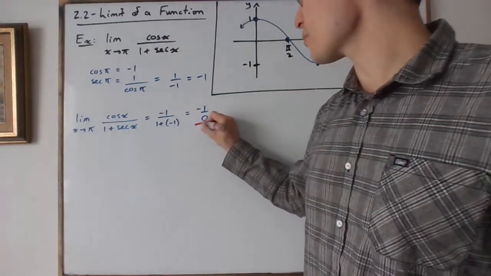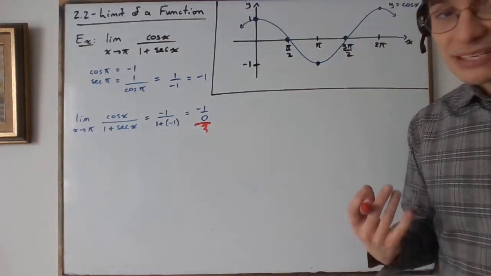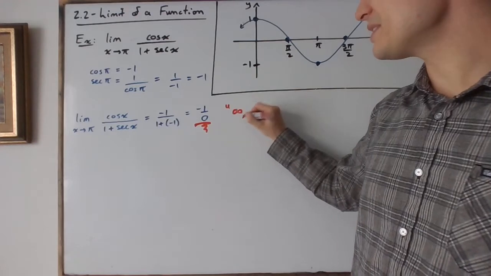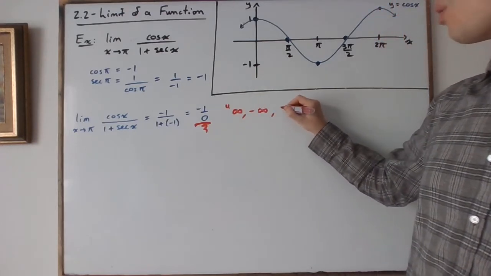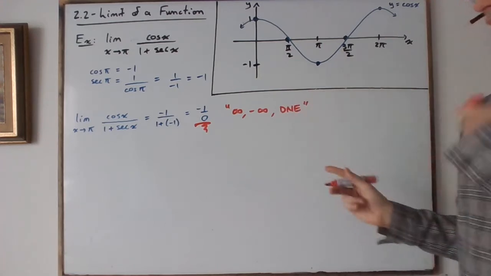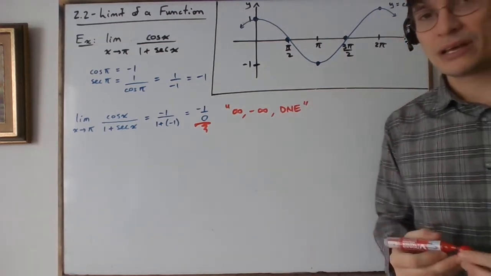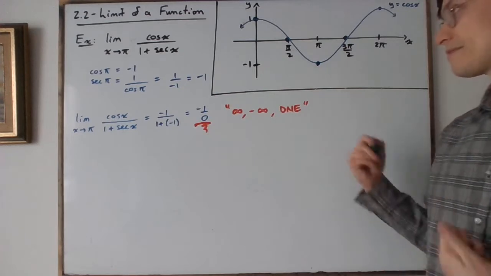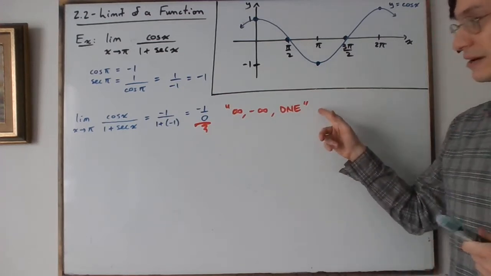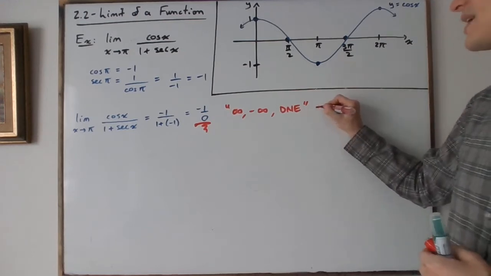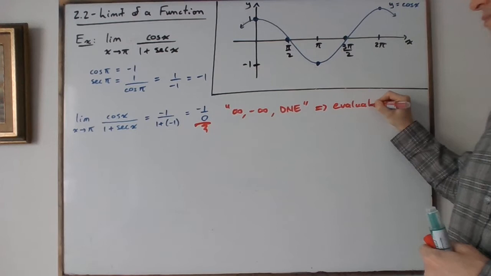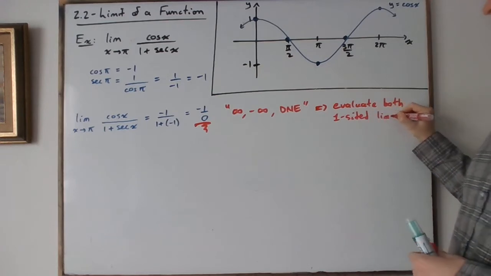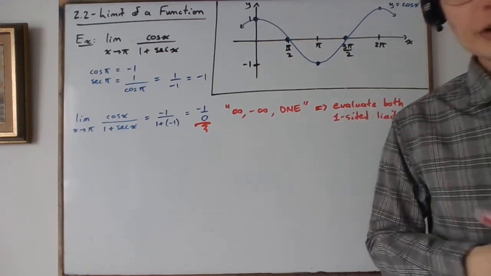And again, whenever you get a result like this, it means that the limit does not exist, but still we have to distinguish between the three possibilities: it could be infinity, negative infinity, or DNE. Now, we have the graph to help us. Actually, you have to be able to recover that graph. From here, we have to evaluate both one-sided limits, and we're going to do it graphically.